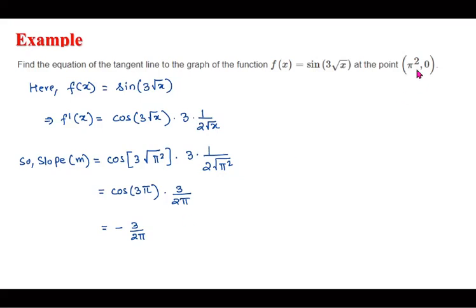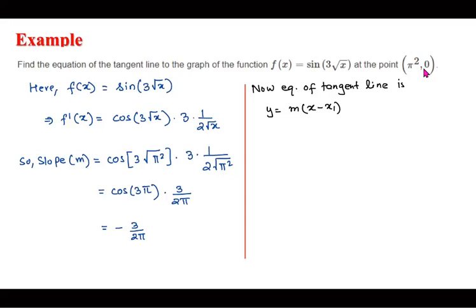Now we have the slope, we have the point. So we can easily find the equation of the tangent line. Let's do it here at the side. In point slope form, we have the point and the slope. The equation of the tangent line is y equals m times x minus x1, plus y1. Remember, the point given here is our x1, y1. So we have x1, y1, and we have the slope. All we need to do is plug in here and simplify.